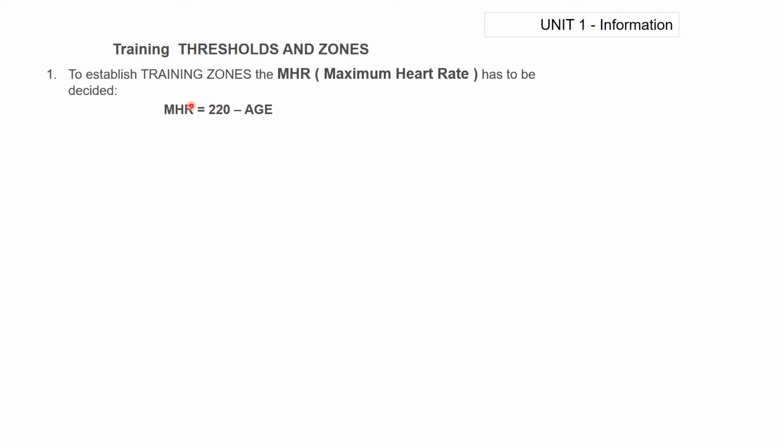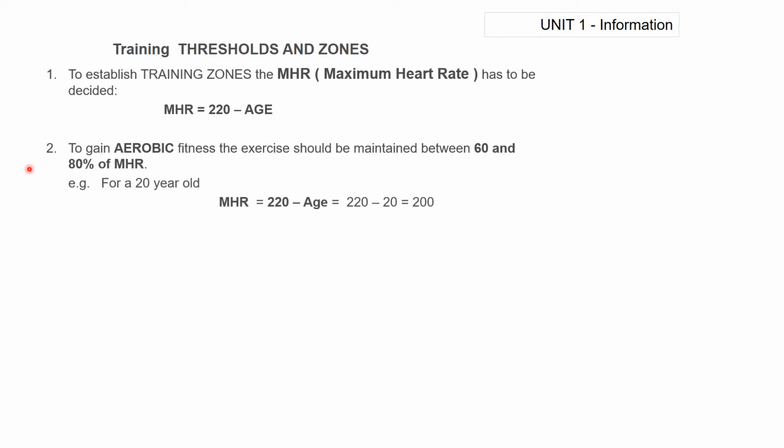Some of you might already know, 220 minus your age. So it's the same for everybody. So it could be 220 minus 15. If you're a 40-year-old, it could be 220 minus 40. To gain aerobic fitness, the exercise should be maintained between 60 and 80% of your maximum heart rate.